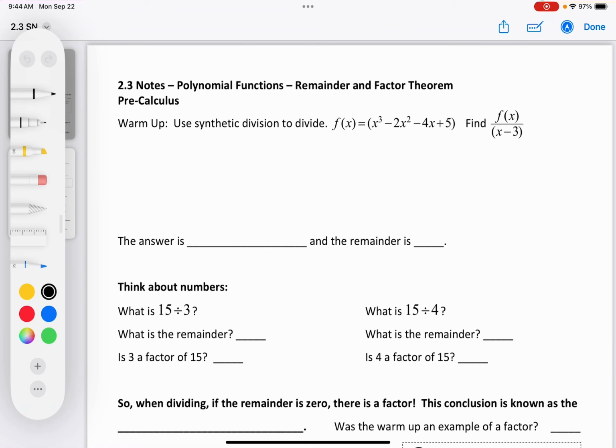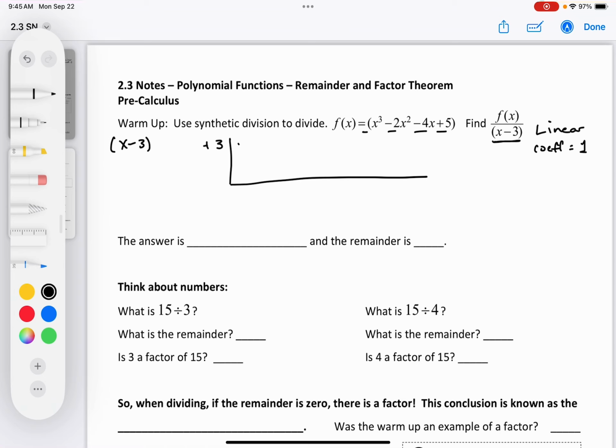So for our warm-up today, it says use synthetic division to divide. Remember, anytime we have a linear divisor with a coefficient of 1, then we can use synthetic division. The way we use synthetic division is we're dividing by x minus 3, so what we have to do is change that sign, and then we take all of our coefficients with their signs.